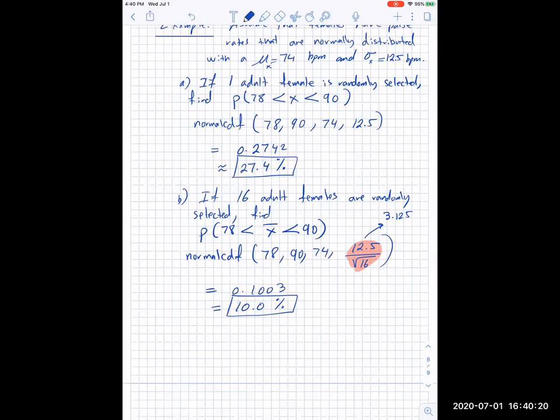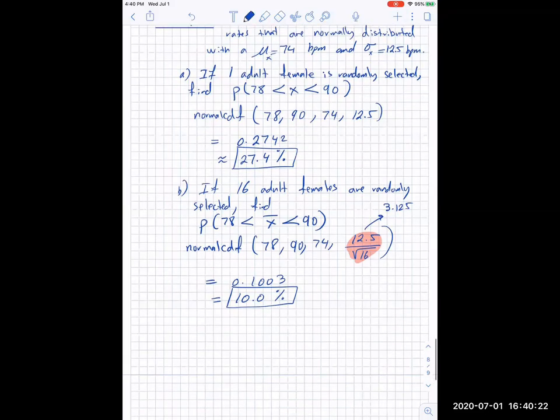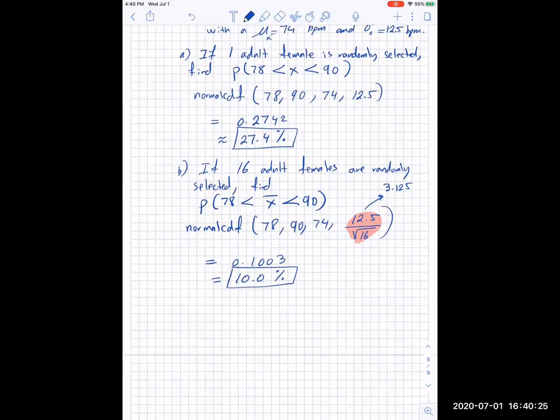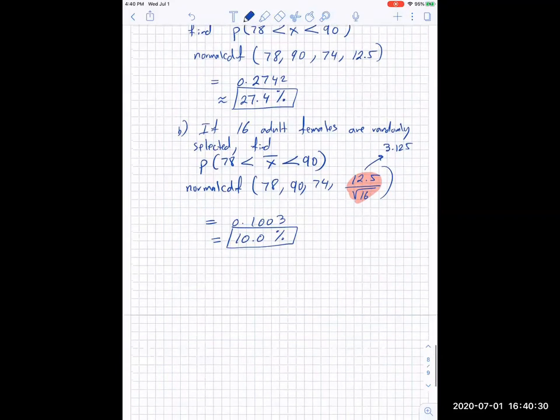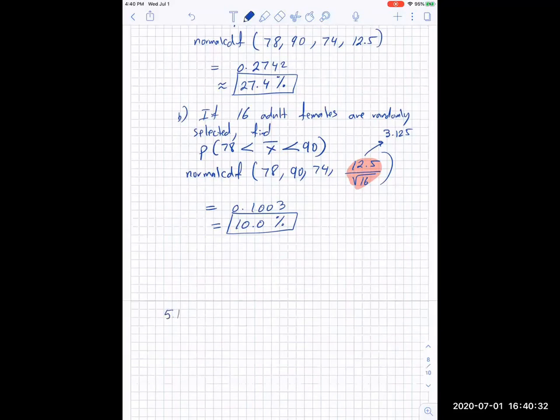Any questions? Yes, Professor, just the question I asked earlier for section 5.1, number 19. Oh, yes, thank you. Section 5.1, which problem? 19. 19, okay. All right, no problem. Let's go over it.